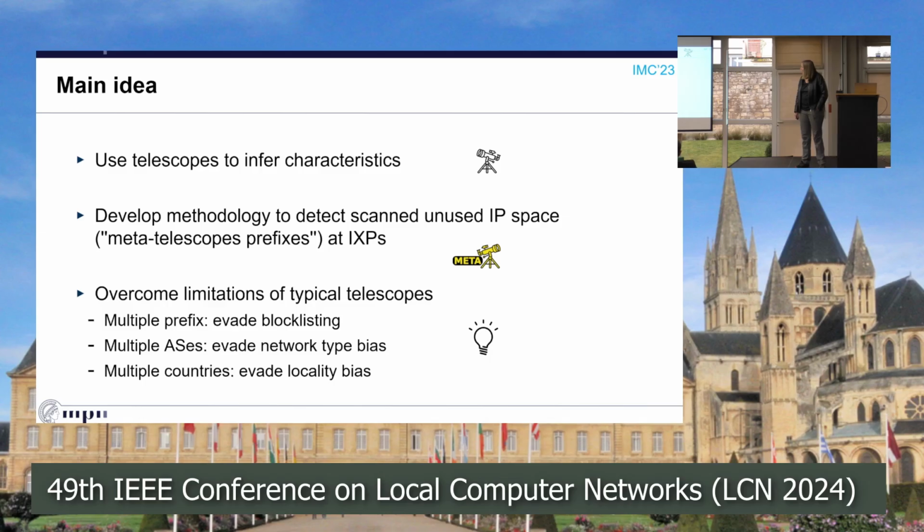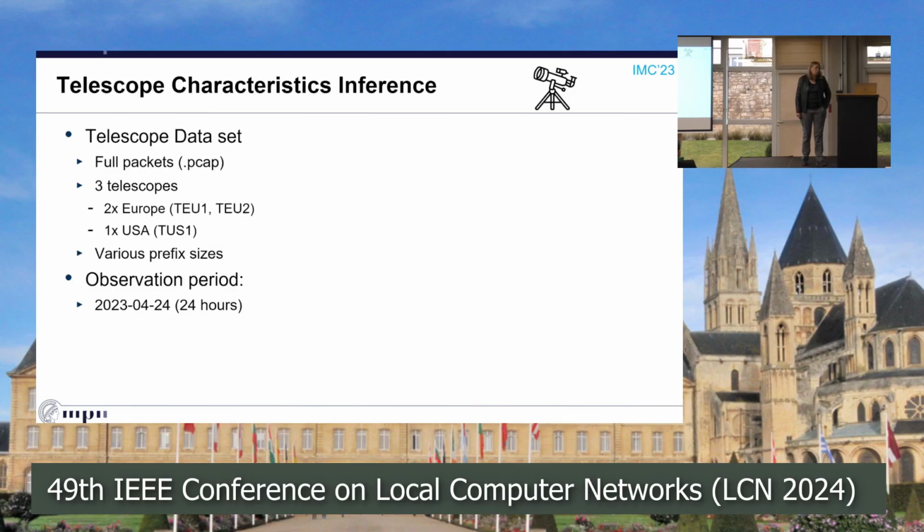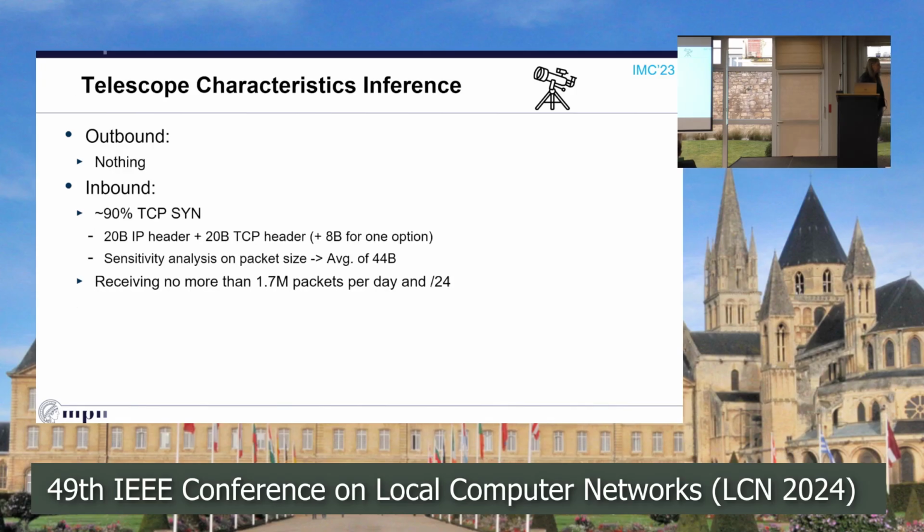Okay. How do we infer telescope characteristics? Well, take a look at existing telescope data. We had 3 telescopes, 2 in Europe and 1 in the US, with various different prefix sizes, and we had 24 hours of data to look at. As expected, there should not be any outbound traffic, because if there is outbound traffic, then it's not a telescope. Inbound, it's pretty much all TCP SYNs, or almost all. Also, almost all small packet size, and usually not too much traffic.